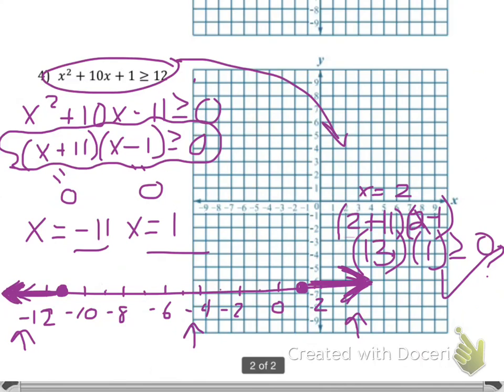You could even write this as x is less than or equal to negative 11 and x is greater than or equal to positive 1. Okay, so you can write it that way as well.